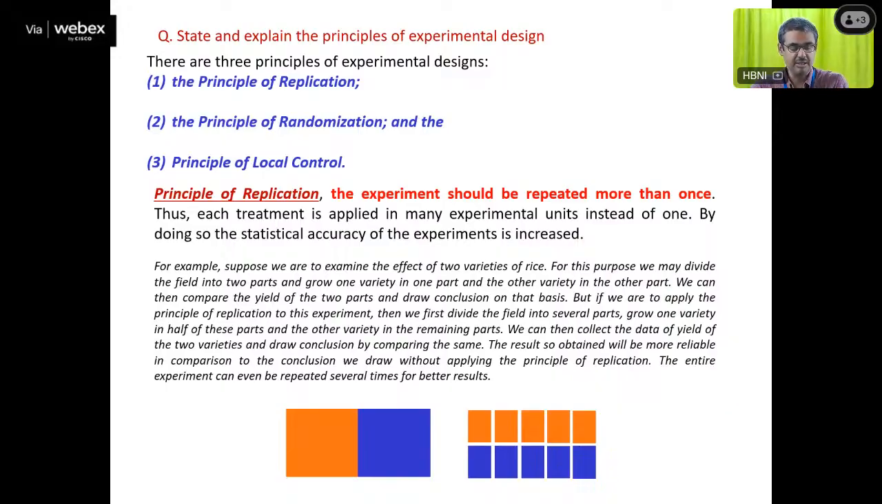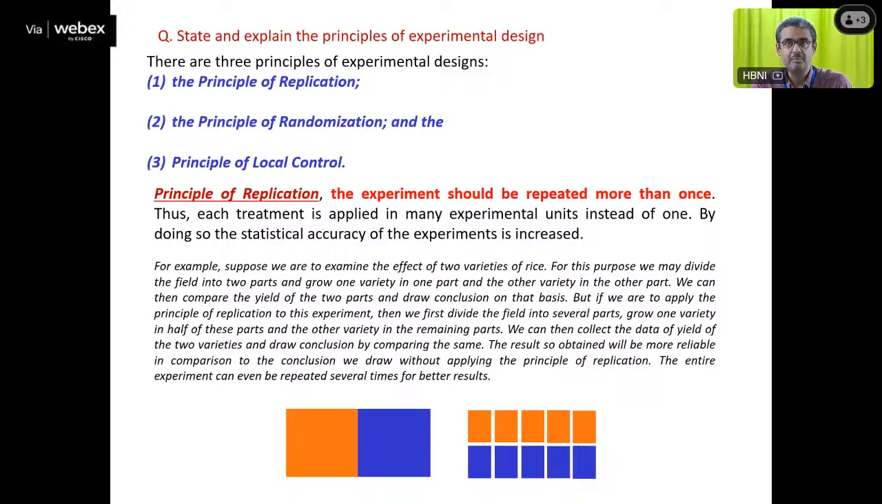For example, suppose we were to examine the effect of two varieties of rice. So there are two varieties of rice. Okay, we have to examine the effect. For this purpose, we may divide the field into two parts. One is the orange part and another is the blue part. We can then compare the yield in these two parts in the first figure. In the orange part, what we have got, and the blue part, what we have got, the yields.